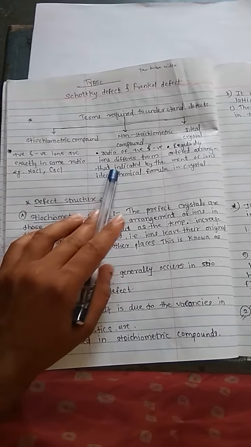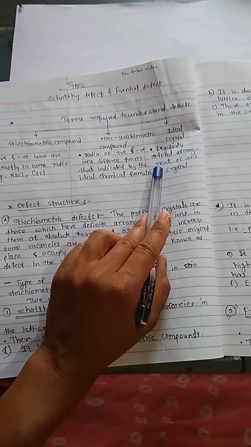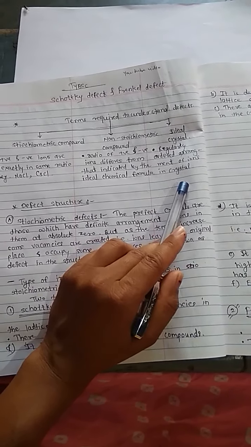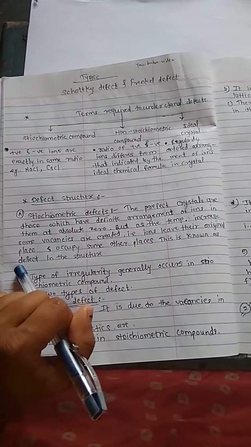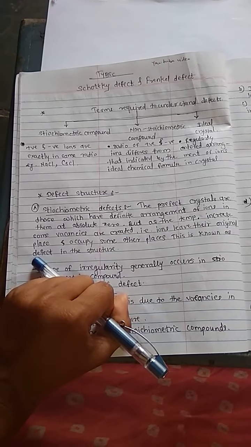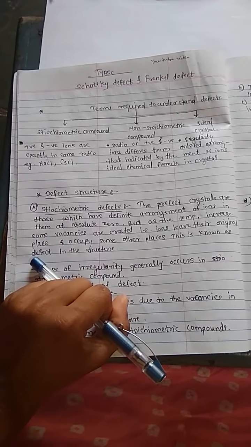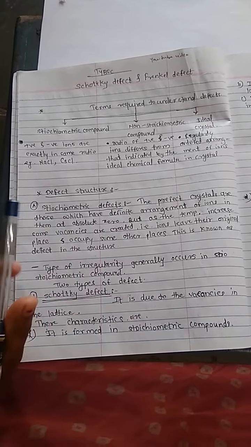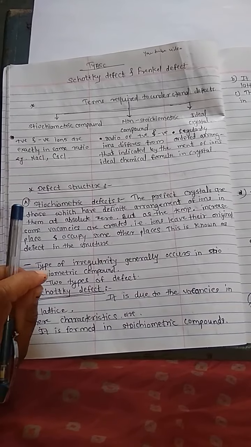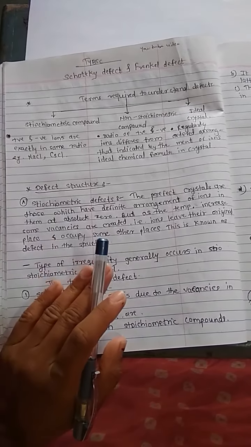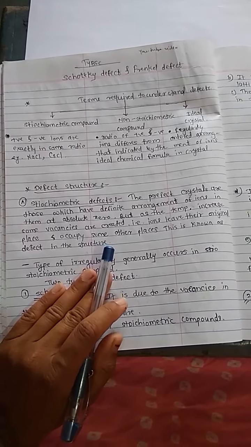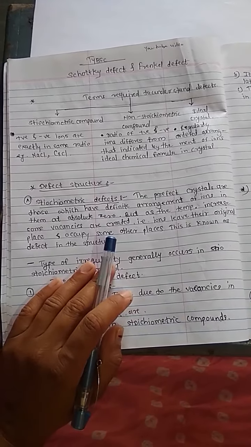The third type is the ideal crystal. In ideal crystals, a regular arrangement of ions is present. That means there is a perfect arrangement of the crystal. Now we discuss defect structure. Defect means abnormalities, randomness. Firstly, we study defects in stoichiometric compounds. In stoichiometric compounds, cations and anions are in the same ratio, and sometimes randomness, a defect, is available.